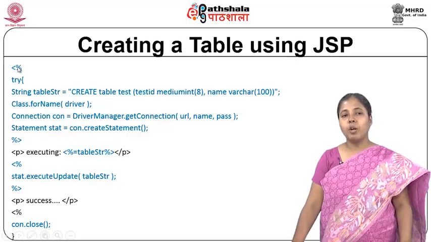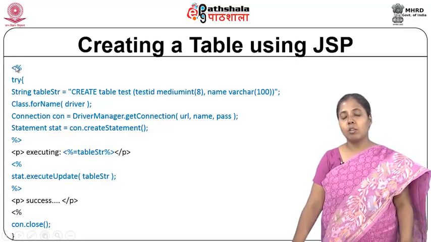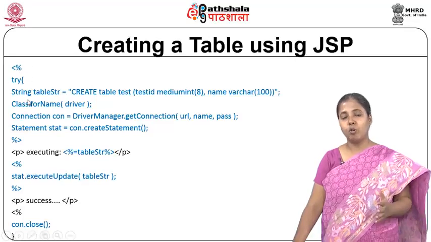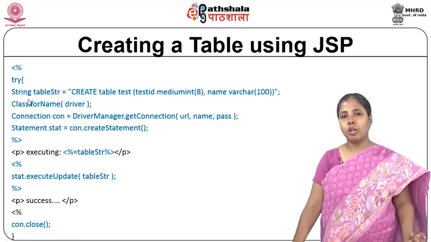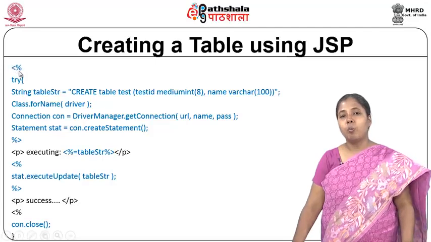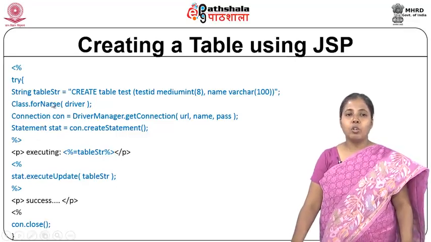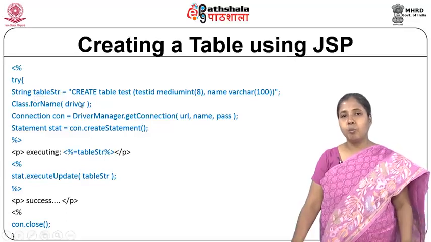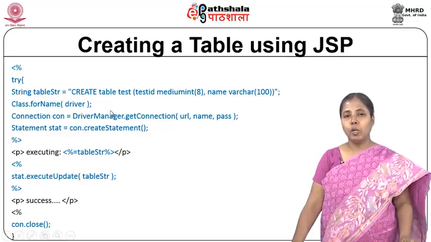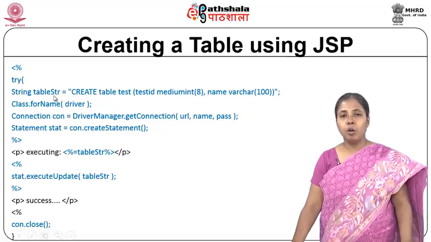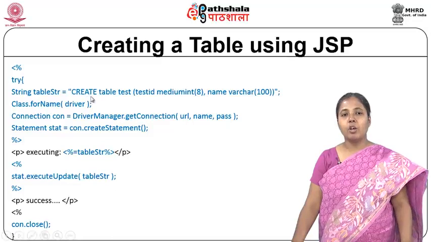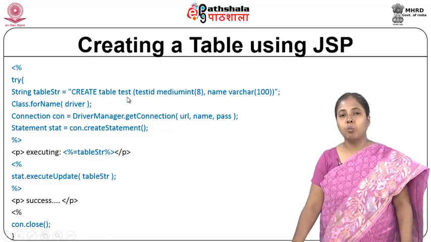So, all these things have to be embedded within these JSP tags. This is a tag that is without an exclamation mark or without an equal to symbol or without an at symbol. There are 4 things: the at symbol, equal to, or an exclamation mark. Without all these symbols you can start writing your scriptlet code. The scriptlet starts with the open angle bracket, the percentage symbol, and then you write your Java code. Here, first you are trying to give the string. The create statement is what you want to do, you want to create a table. The create statement is given as tableStr, which is a string, and your create statement is given here. You want to create a table called test.